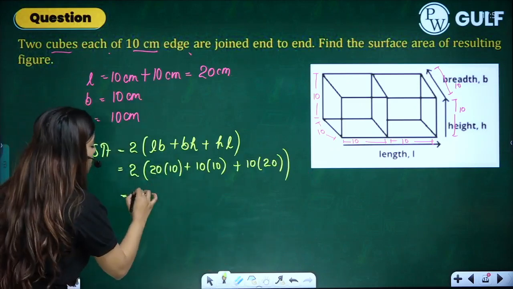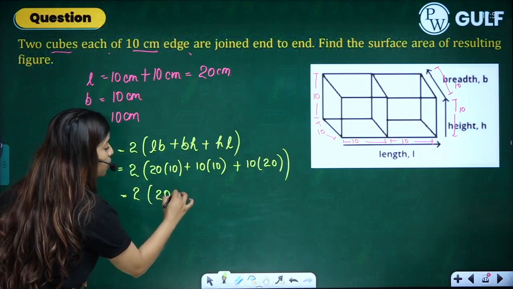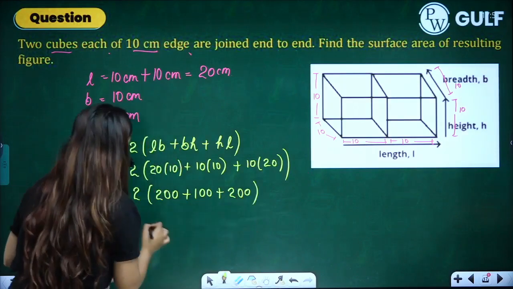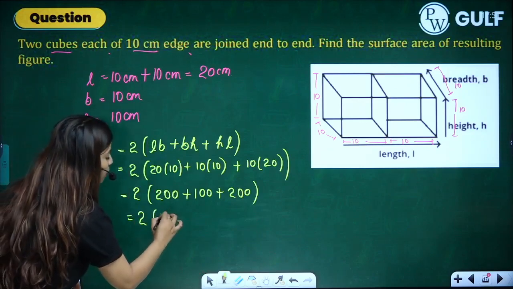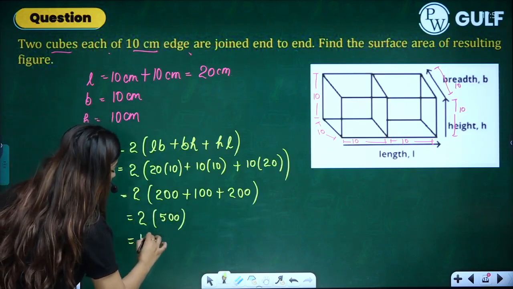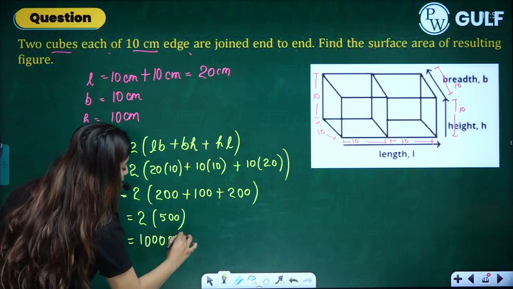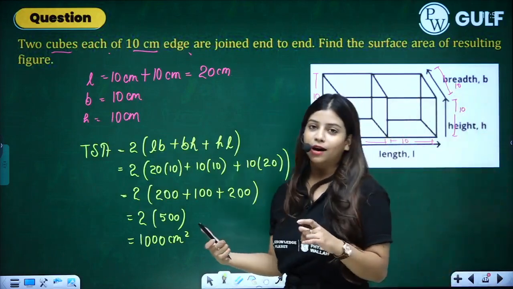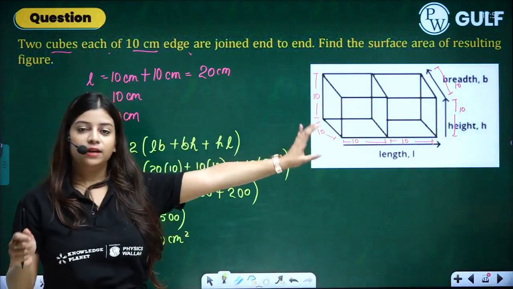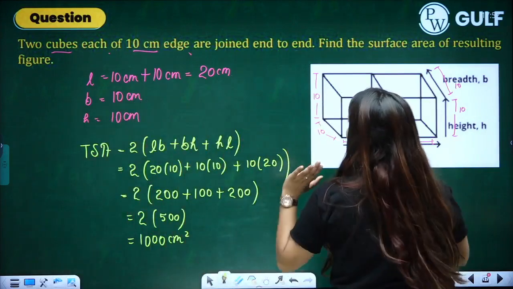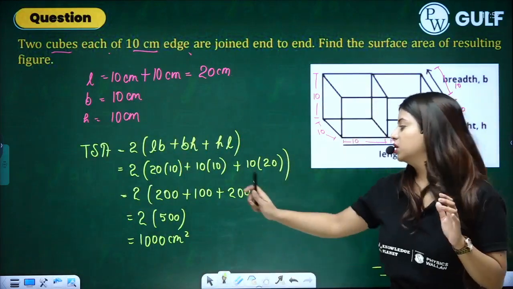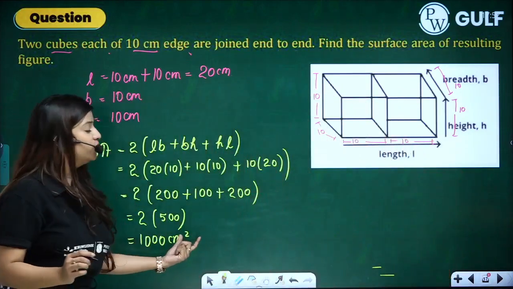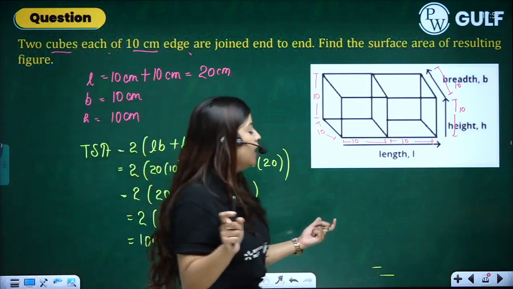So let's see over here, we have 200 plus 100 plus 200 again. That will give us 2 into 500, simply giving us 1000 centimeters square as the surface area, which is the total surface area for the resulting cuboid. I hope this thing is clear with everyone. Never ever please forget to mention the units of whatever answer you are getting, because if you are not writing down the units, half of the marks will be deducted for the same.